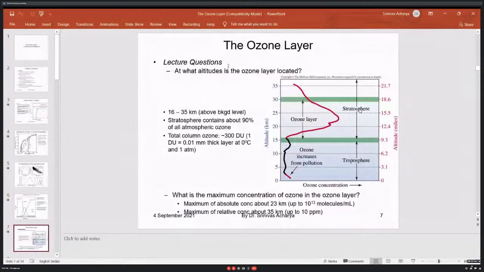Next. So about the ozone layer, I think we have already discussed it in our paper 1, 101, the stratification of the atmosphere.